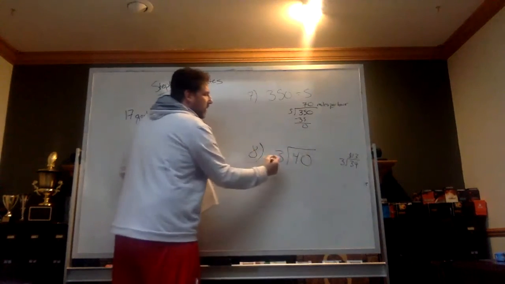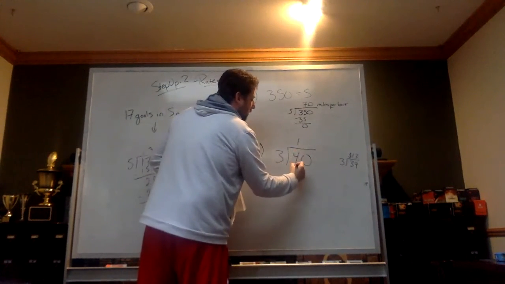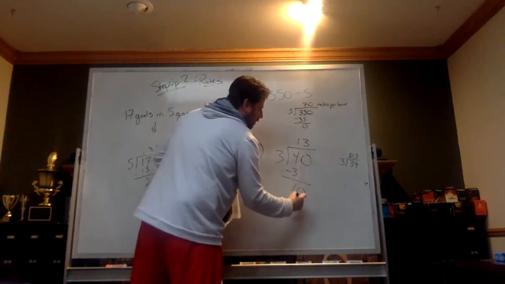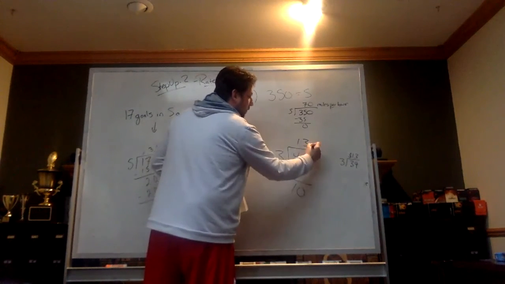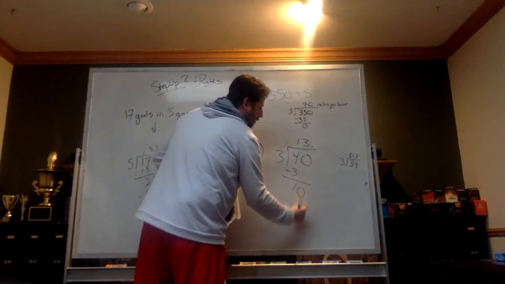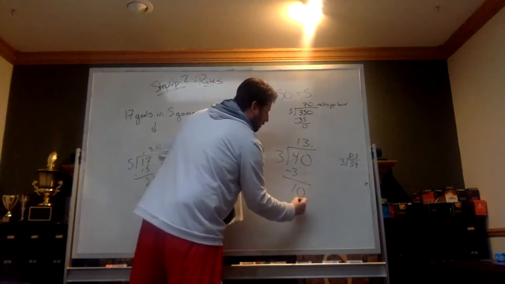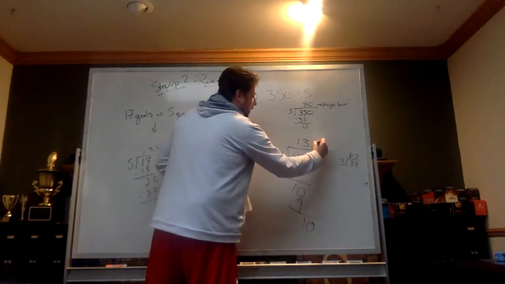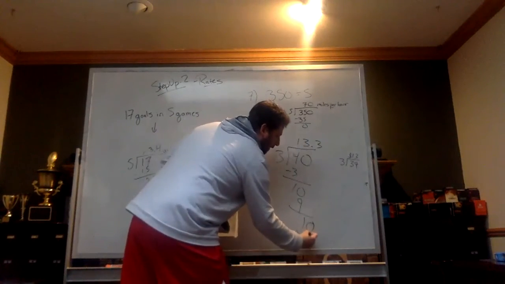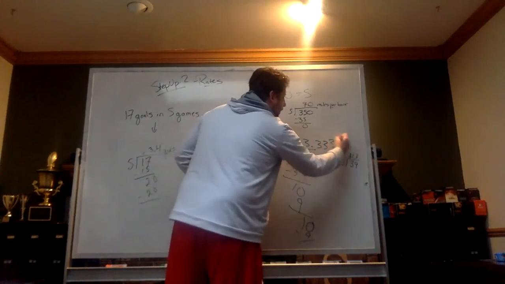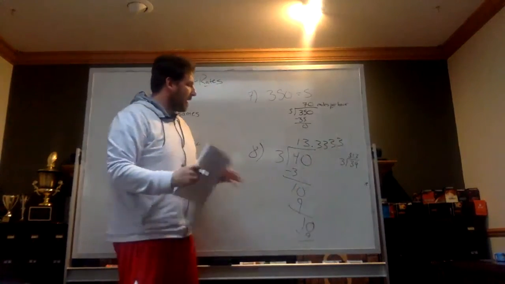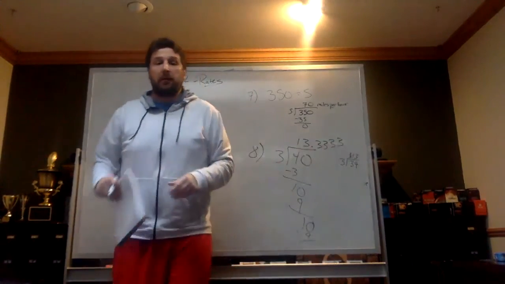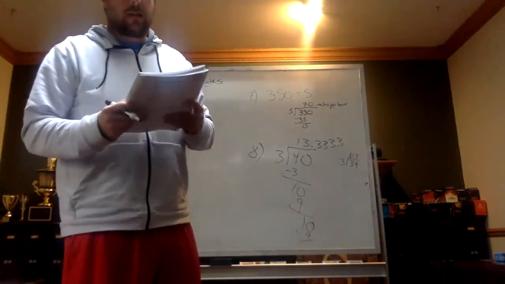Now, if I did it the other way, 3 goes into 4 one time, 3 goes into 10 3 times, and it's going to go on forever. 3, 3, 3. But either way, it's going to get you the same answer. It's going to get you 13 because we want to round to the nearest dollar. So it'd be about $13.